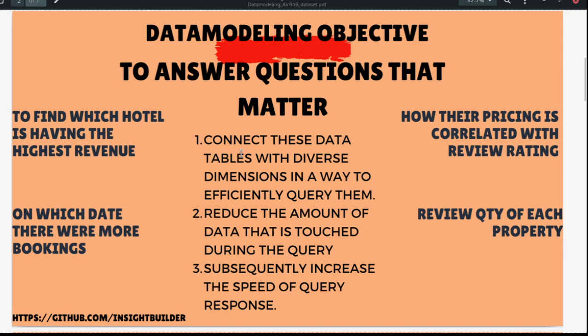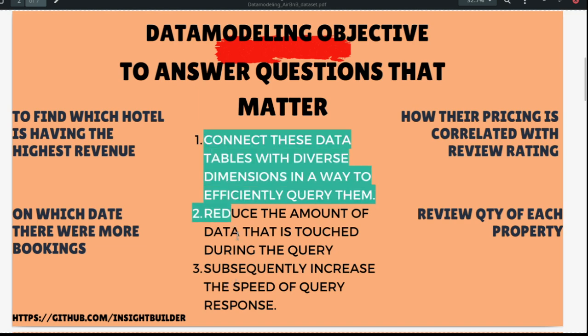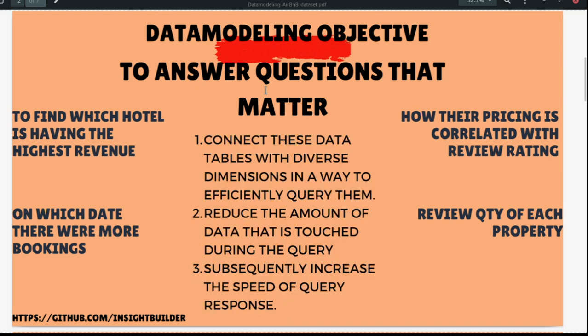We need to connect the data in the table with diverse dimensions, and we want to query them effectively. We need to ensure that the amount of data that is checked or touched during the query is limited. Subsequently, we need to increase the speed of the query. These are the primary three objectives that we have when we start modeling our tables. You will understand why in a couple of minutes.